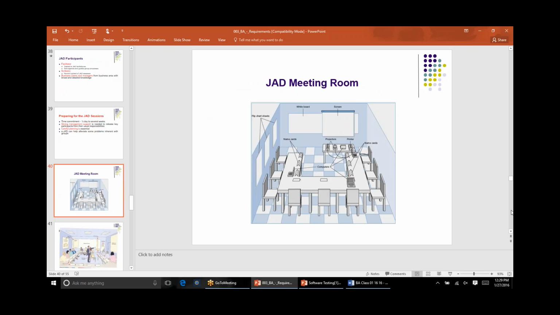This is just a JAD session meeting room. You have all these things planned. You have a whiteboard, a screen, a projector, a PowerPoint presentation, all these different documents, and you also have a place, a printer, a scribe, all these people, and then they're working together. So it's a very well orchestrated, planned meeting.